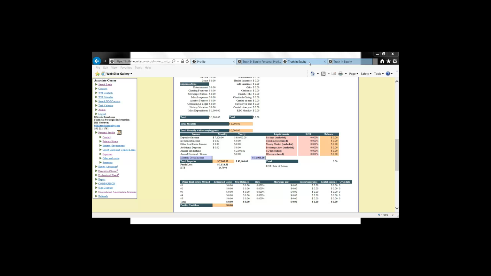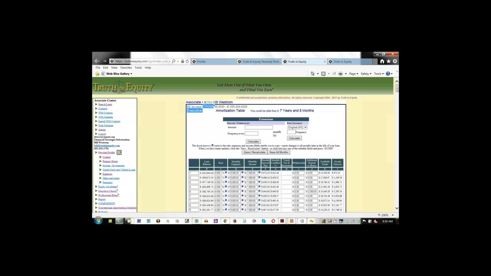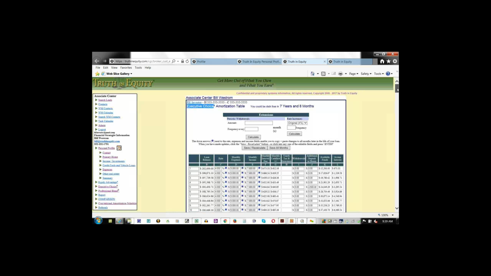So what I'm going to do is show you what life would look like in a one-loan scenario where this individual has taken their $202,000 HELOC, or first mortgage, and converted it into what we call our executive choice program. One big HELOC, okay? Now, at 1,514.51 a month, we're looking at a 7-year, 8-month payoff.